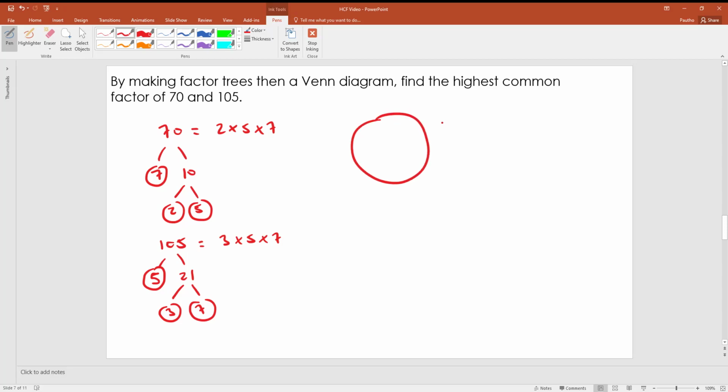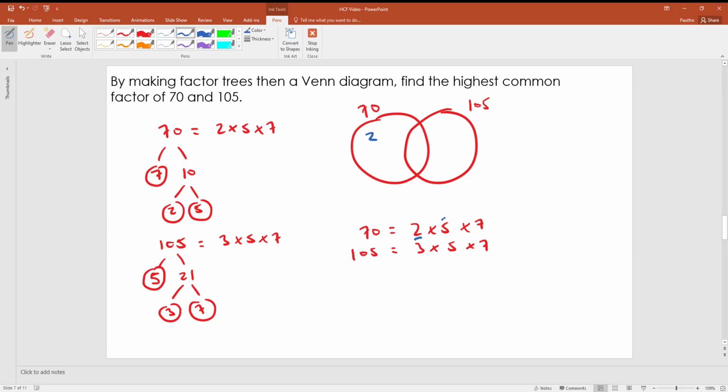We'll make the Venn diagram. There you go. So that's going to be 70, and that's going to be 105. I'll write them both down here again, so I can get everything clear. 3 times 5 times 7. Right, so this 2 is only in 70. This 5 is in both the numbers. And this 7 is in both the numbers. So what's left? Just this 3 in 105.